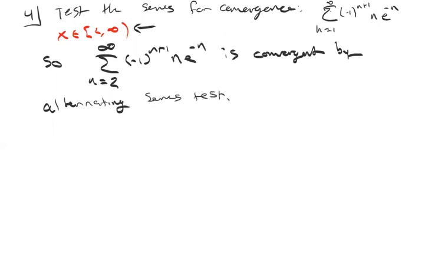Therefore, the full sum, n equals 1 to infinity, of minus 1 to the n plus 1, n e to the minus n, is convergent. Because we're only adding the one extra term.